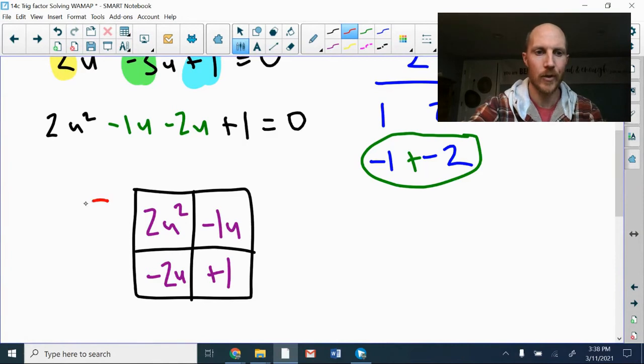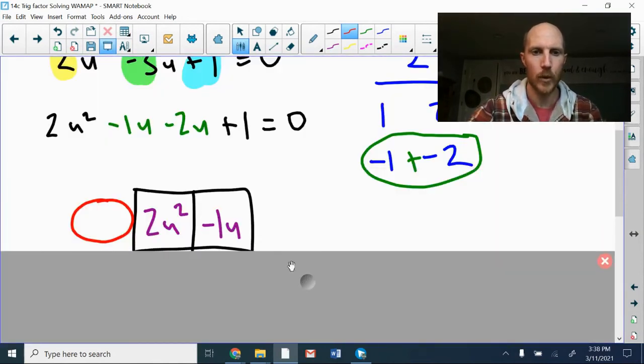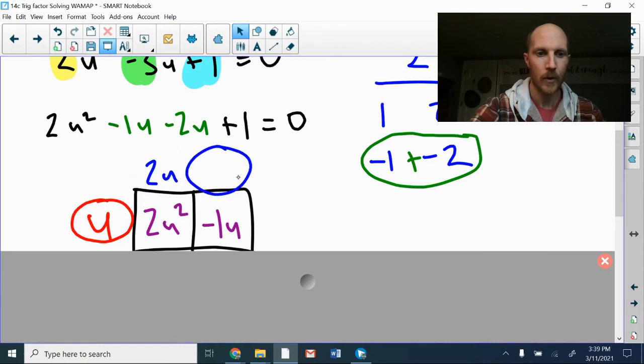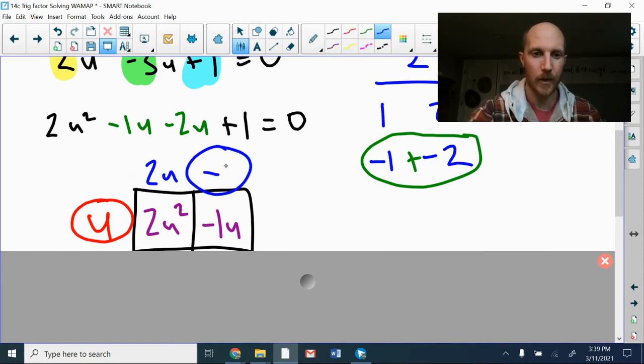Let's take a look at this top row first. What is the greatest common factor of 2u squared and negative 1u? Well, that's going to be a u. Mystery number here. That red u multiplied by what is going to give us 2u squared? It'll be 2u. Red u multiplied by what is going to give us negative 1u? It'll be negative 1.